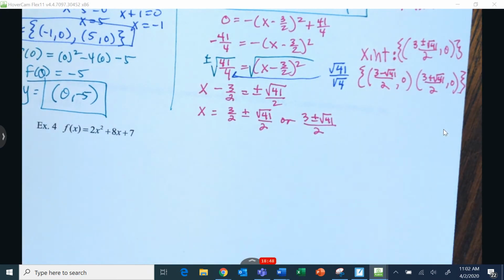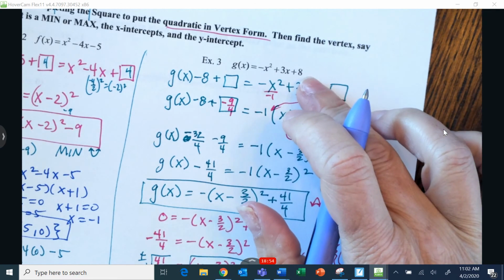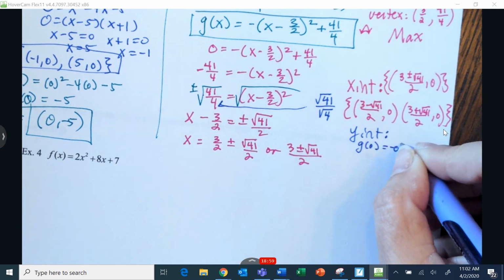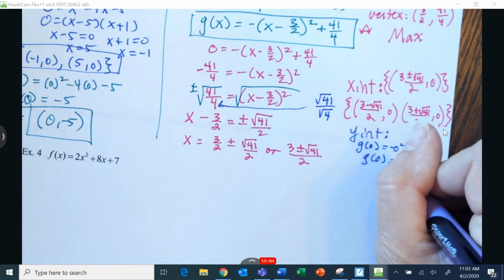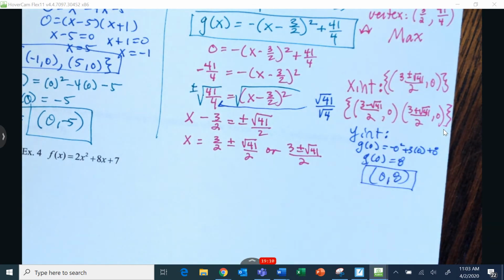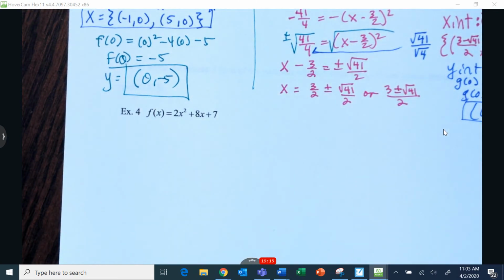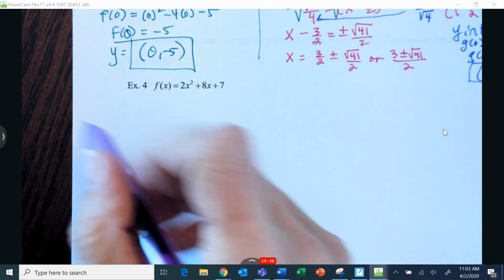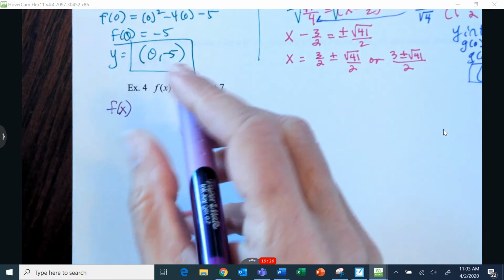All right, and then the final thing we have to do is the y-intercept. I'm going to use the original question for this, the y-intercept, if I plug in 0 for x. G of 0 equals negative 0 squared plus 3 times 0 plus 8. So G of 0 is 8. My y-intercept is 0, 8. All right, and then we've got one more to put into vertex form. Again, if you want to pause the video, try it on your own, and then unpause it, make sure you did it right. Be really good practice.